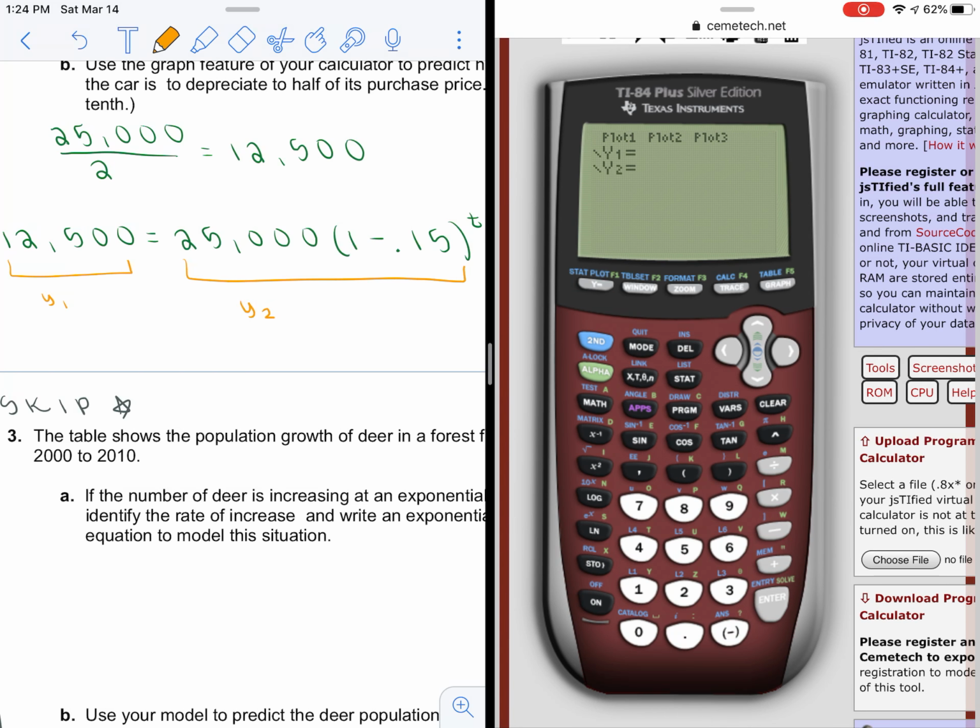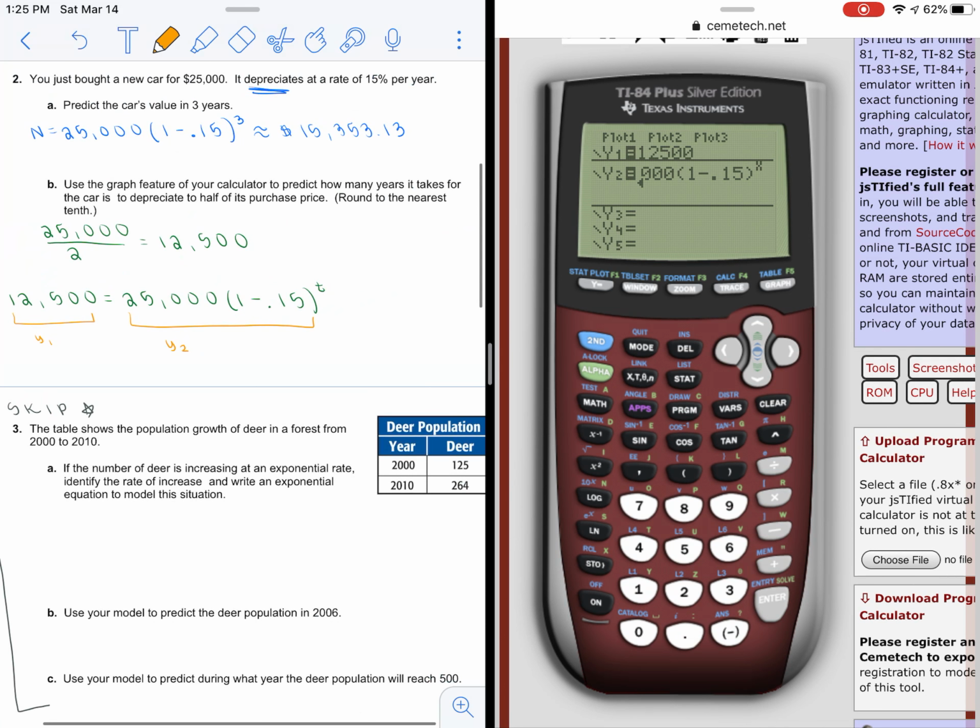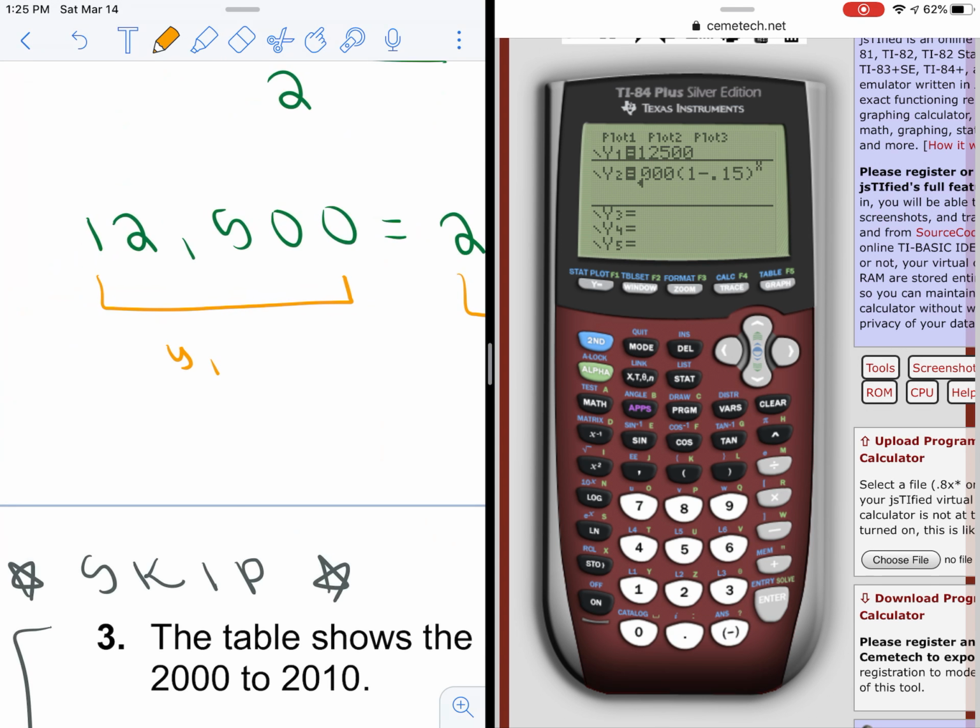Now, in your y equals screen, I would like for you to type in 12,500 as your y1, and then 25,000 times 1 minus 0.15, all raised to the x power. Before you hit graph, you will see that we will not have the right window for this problem. We want to see y values of 12,500. We need to go to our window and change it.